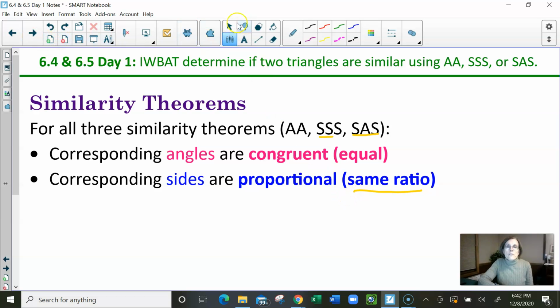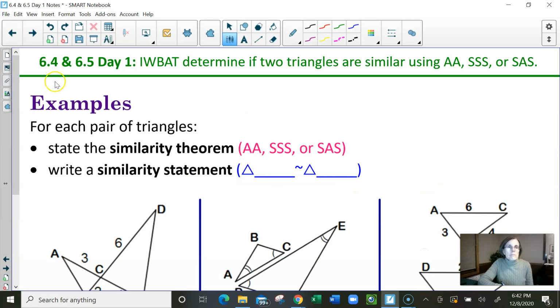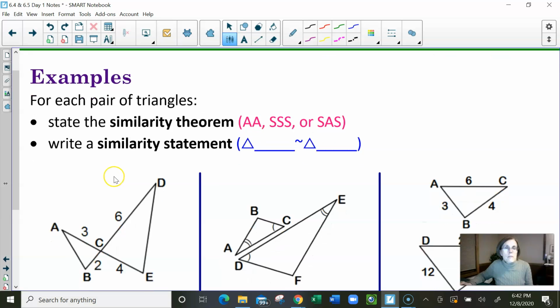So let's do a few problems here. In these examples, for each one of these, you will need to write the similarity theorem, which one we are using to prove that the triangles are similar, and then you need to write a similarity statement. Triangle what is similar to triangle what? And remember, you need to get those triangles listed in the correct order. So let's do these.